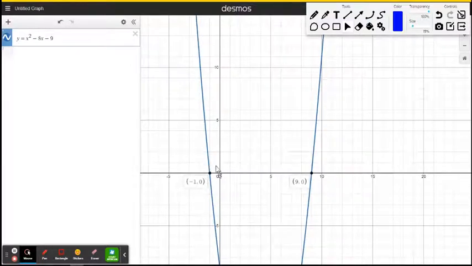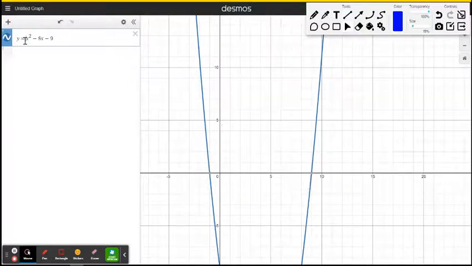So one of the solutions is negative, which is -1. The other solution is +9. So those are where your solutions are. These are the answers to your quadratic equation. Okay, let's do one more. Let's do a hard one.